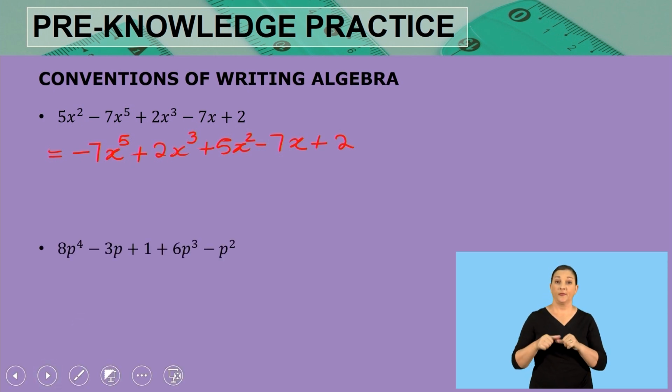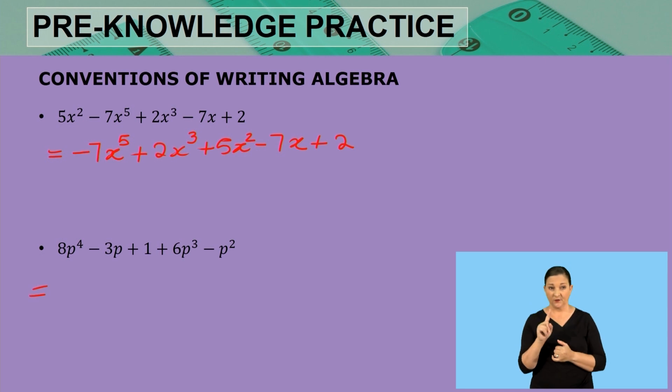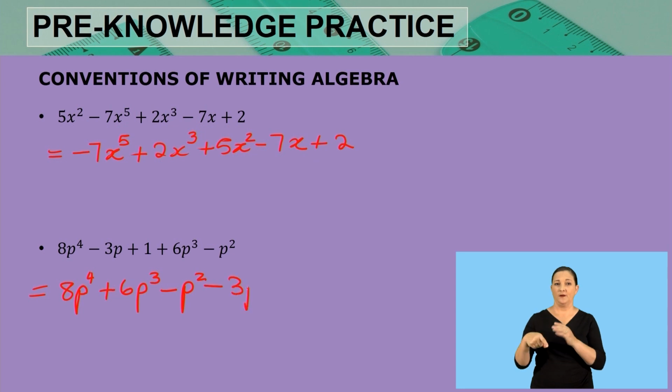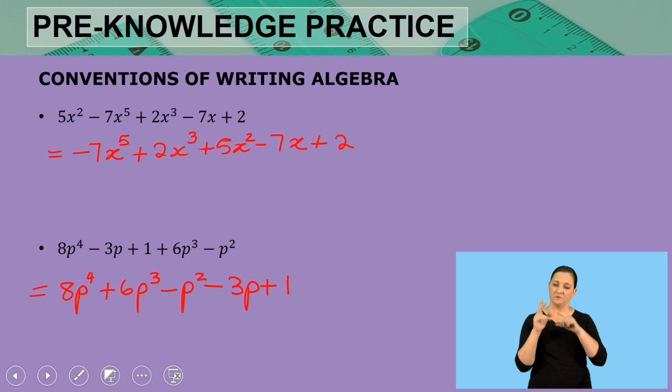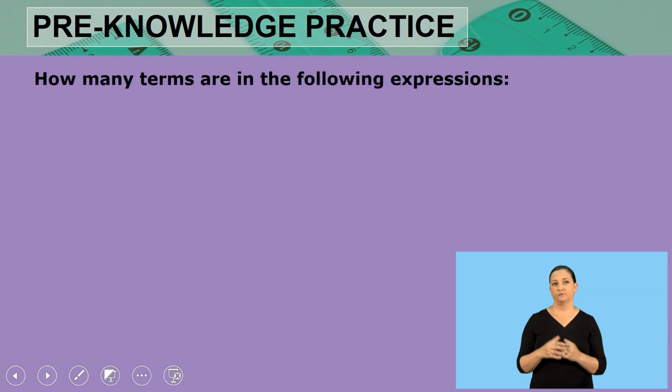Let's look at this next one here. So we also need to start with the highest exponent when we're looking at the variables. And in this case, that is exponent 4. So I am going to start my expression with 8p exponent 4 plus 6p cubed minus p squared minus 3p plus 1. And that is our expression written in descending order.